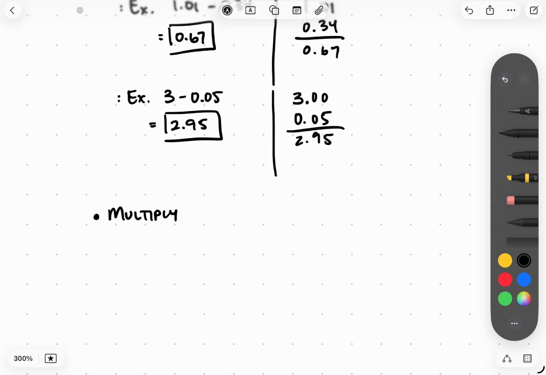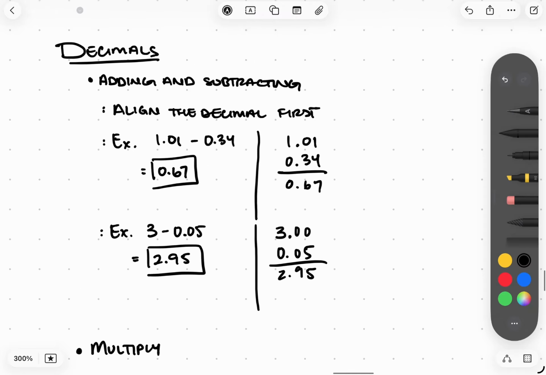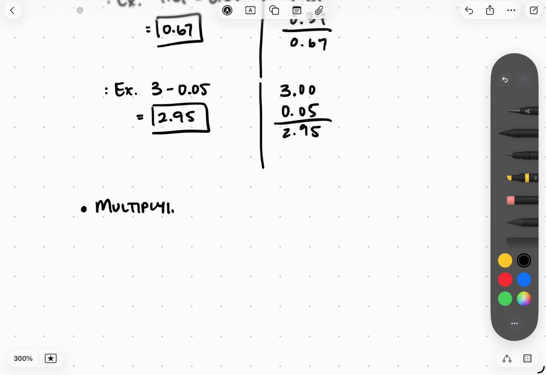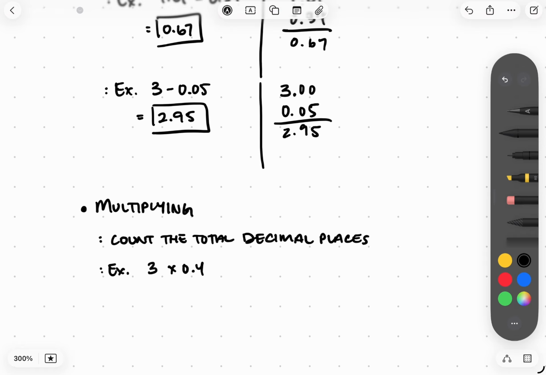Now, for multiplying, or I think I wrote it as adding, yeah. So multiplying, you're just going to count the total decimal places. So what I mean by that is we will have, let's say, something like 3 times 0.4.